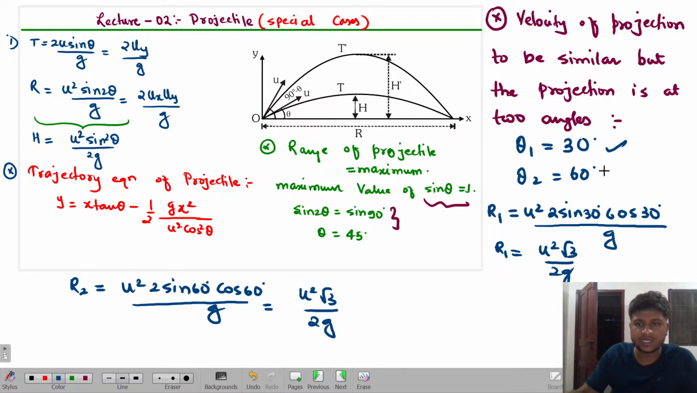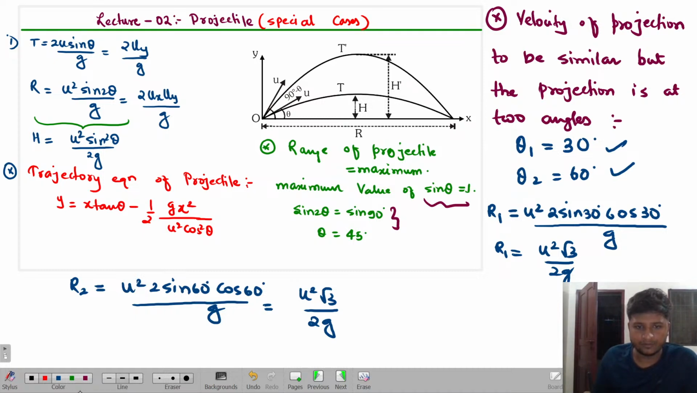So what do you observe? When I have this 30 and 60, the ranges of the particles are the same or not? Tell me yes or no. Yes. This kind of angle is called a complementary angle. What are they called?